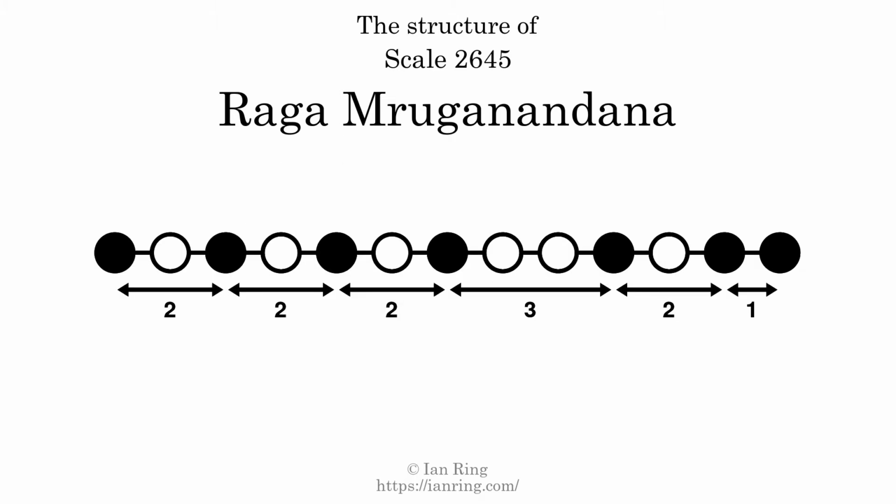The structure of a scale is a description of the interval distance between each successive tone. This scale has a structure of 2-2-2-3-2-1.